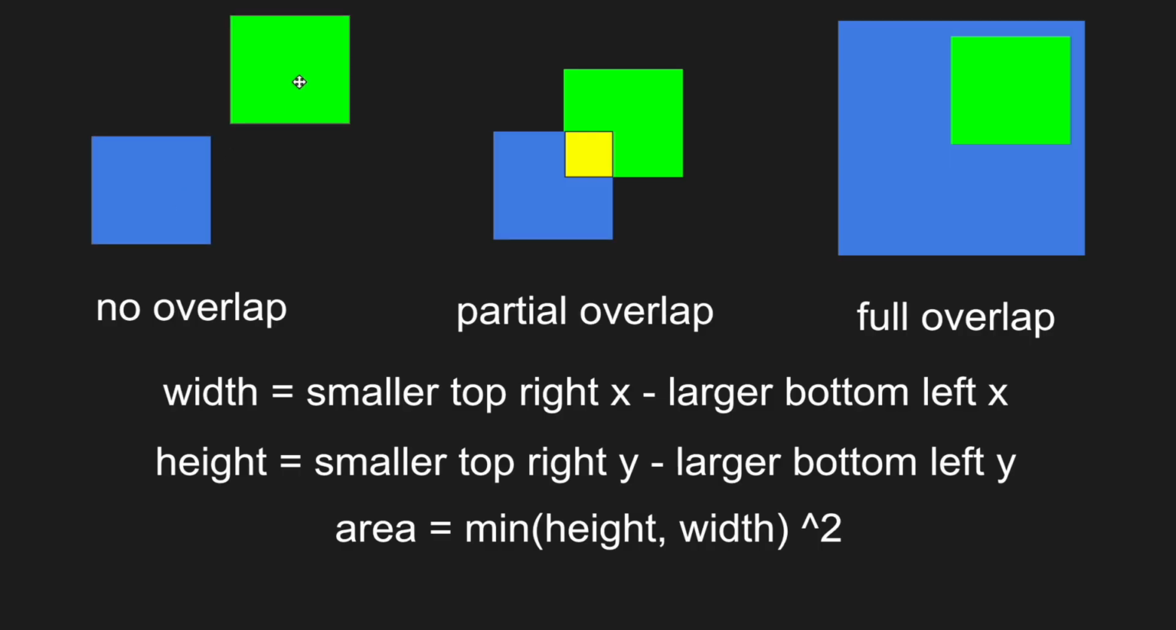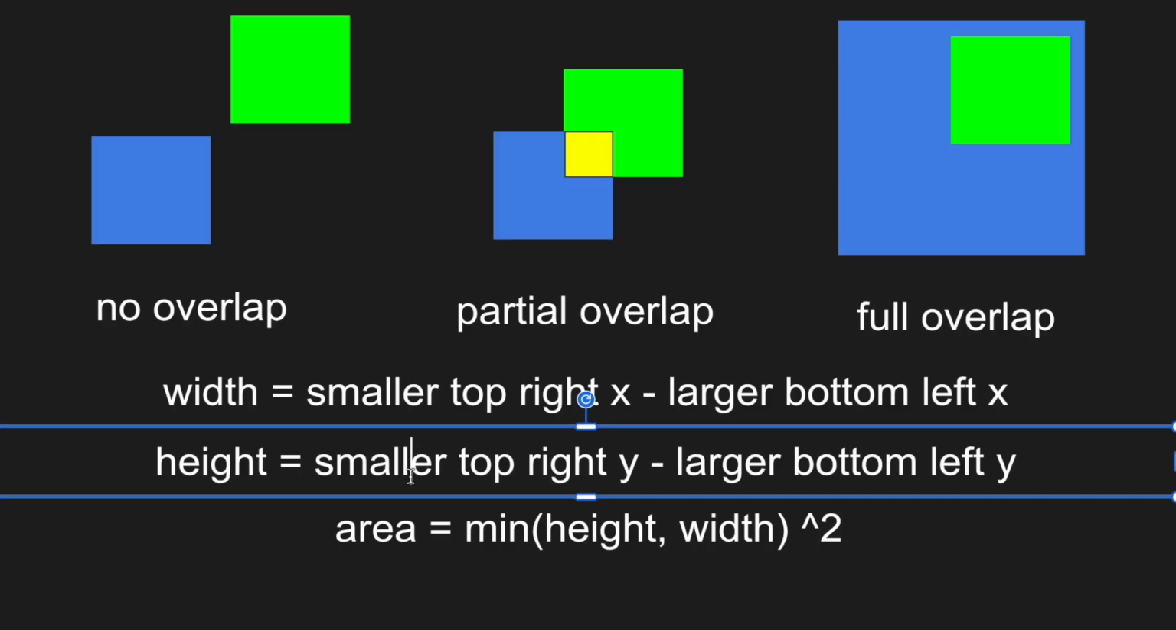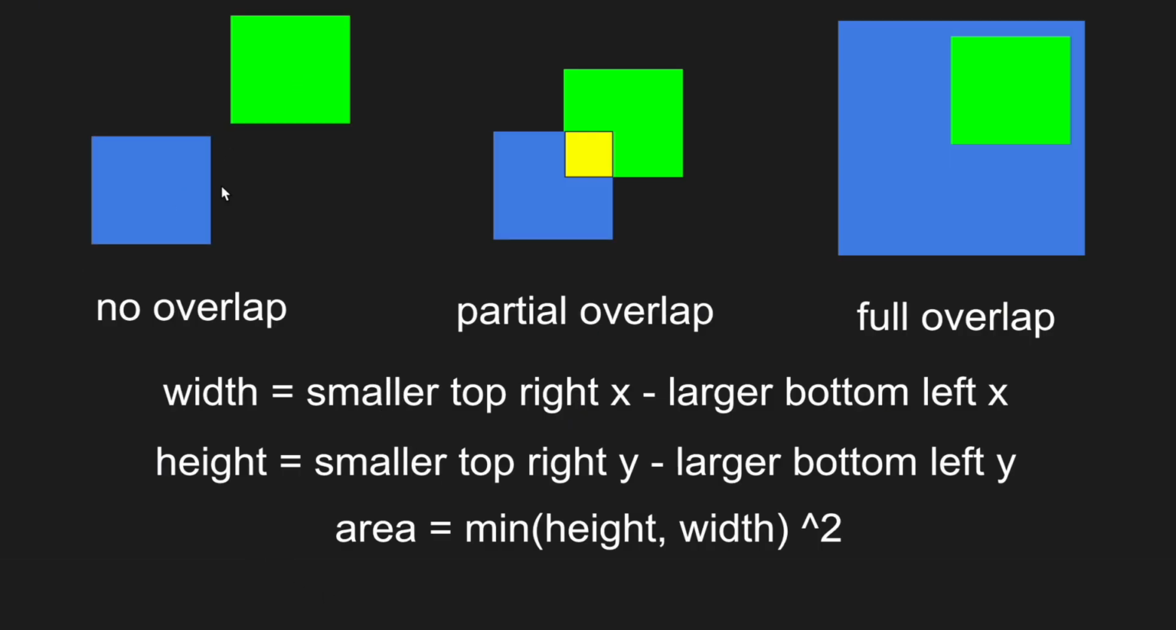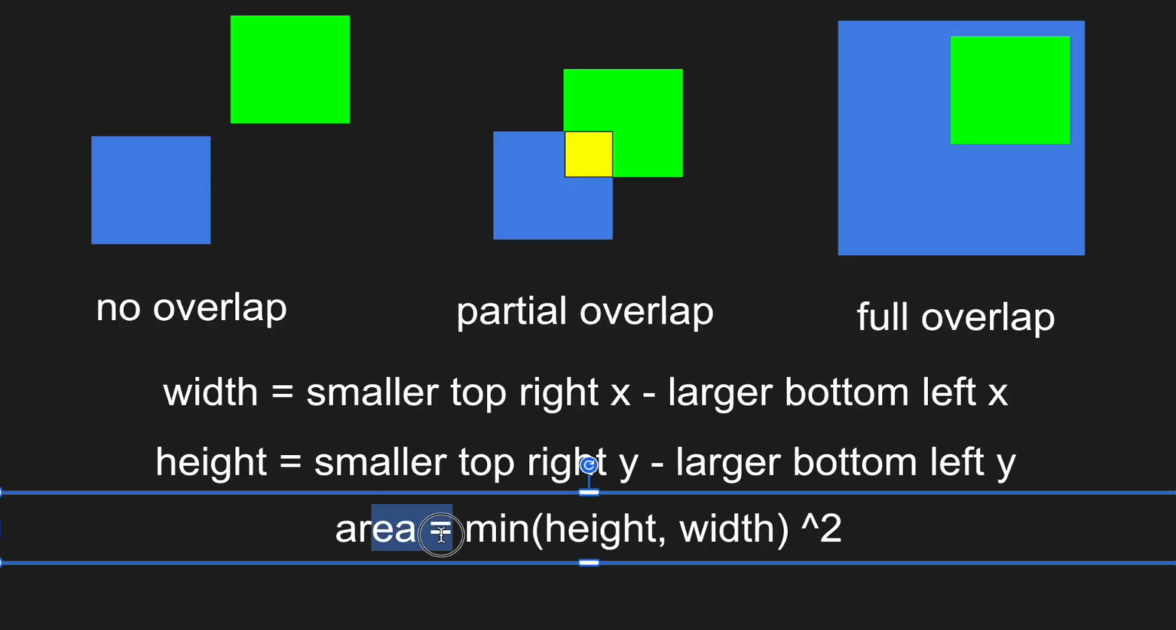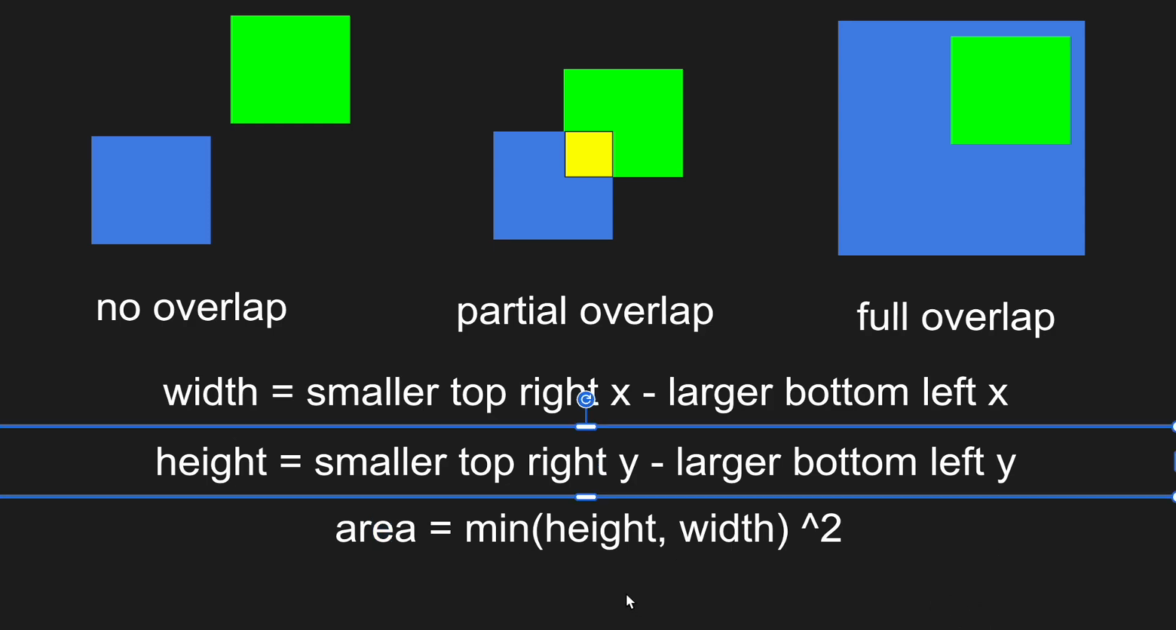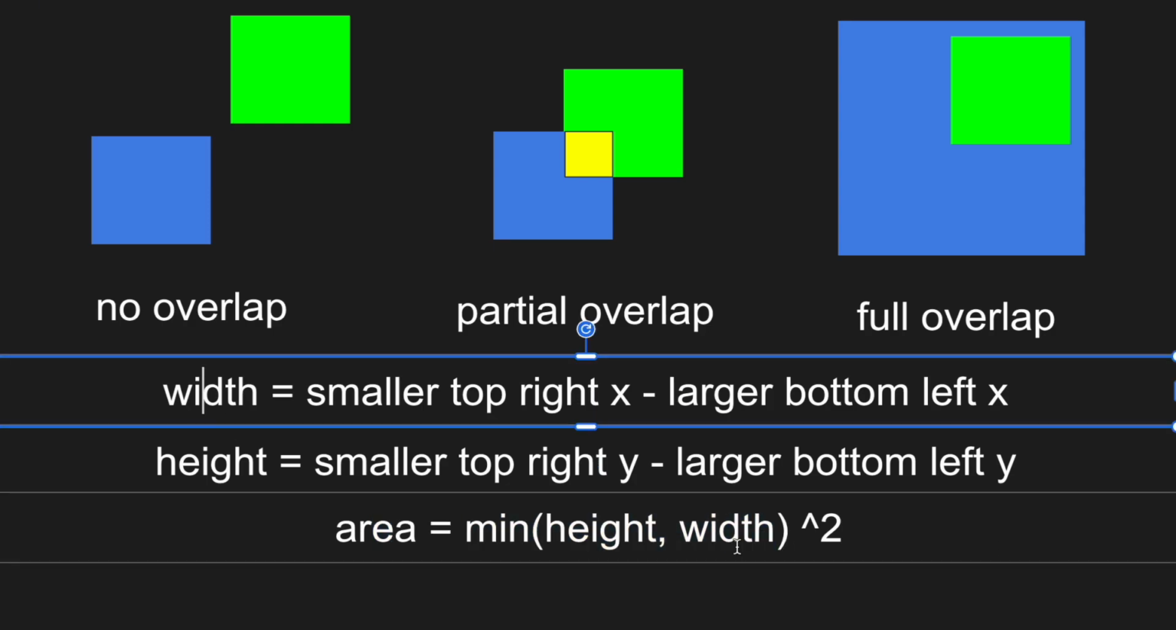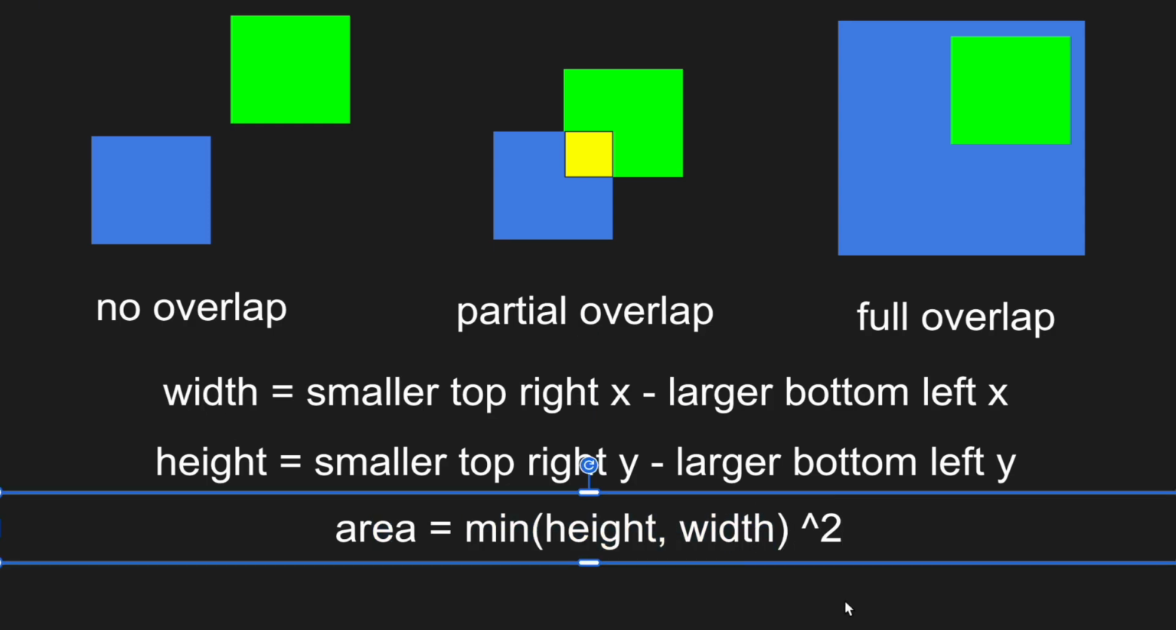Now if there's no overlap, we realize that the width and the height will both be negative. So if you look right here, the smaller top right is this and the larger bottom left is this. If we subtract this from this, it will be negative. So if any of these are negative, then we will just return area as 0. Otherwise, we will take the minimum between height and width and multiply that by itself, or square it, and then that will be the area.